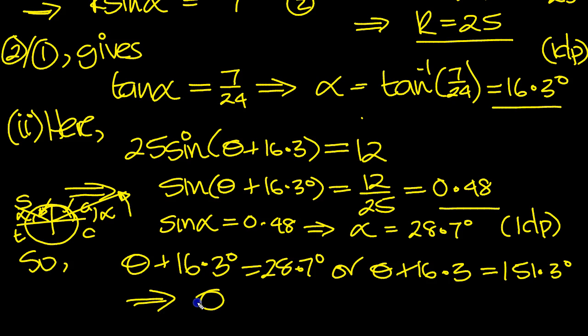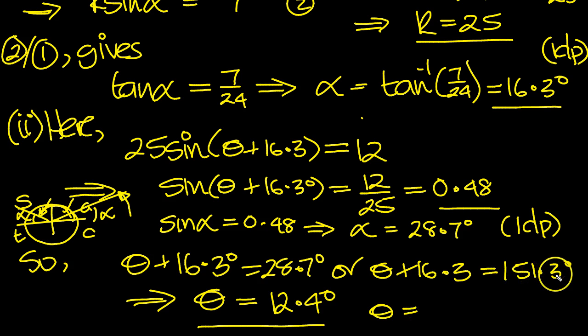We don't need to turn a full circle or anything. 28.7 minus 16.3 is 12.4, isn't it? Degrees. And this one, theta equals 135 degrees. When you add that to 16.3, you're going to get 151.3. When you add these two, 28.7, so they look okay.